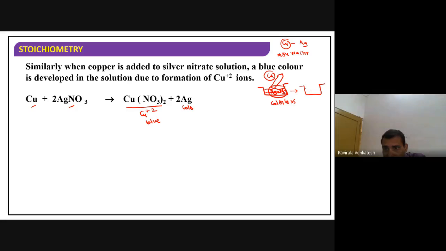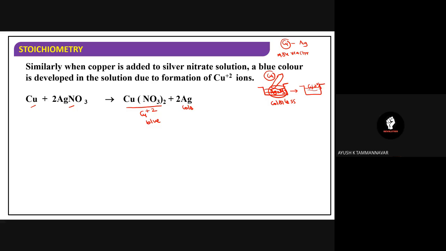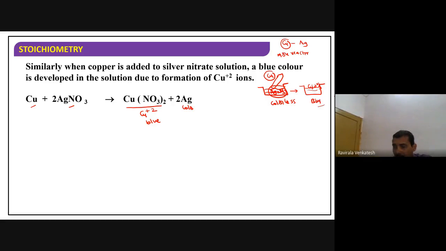Which color do we get? Colorless, sir. The formation of blue color indicates copper nitrate is formed. In the previous case, the loss of blue color indicates zinc nitrate is formed. So in this case, the copper, which reacts with AgNO3, is colorless, and this is also colorless.